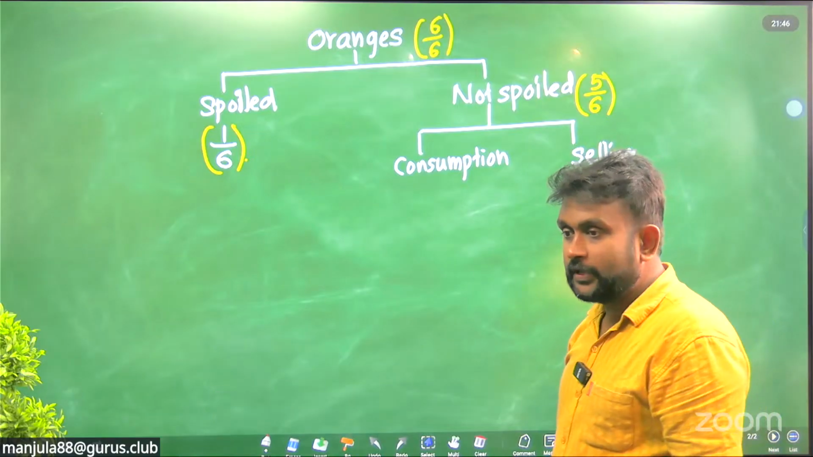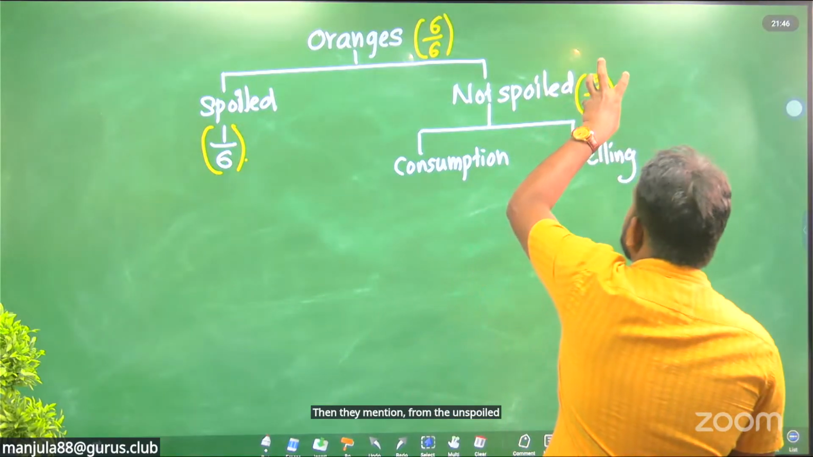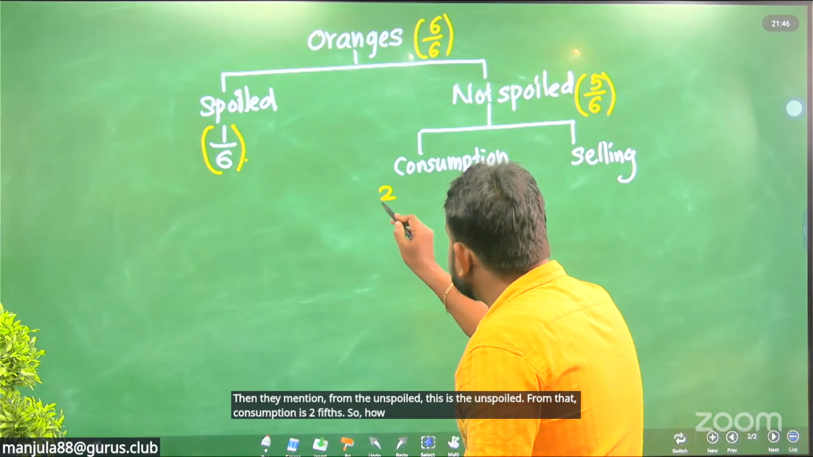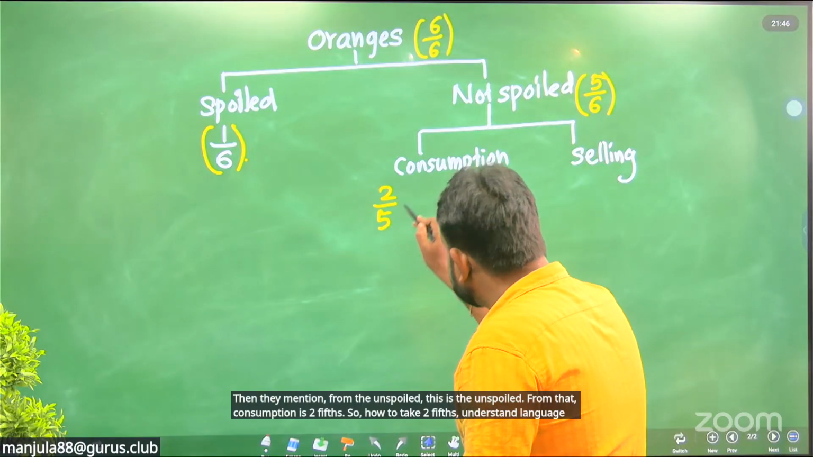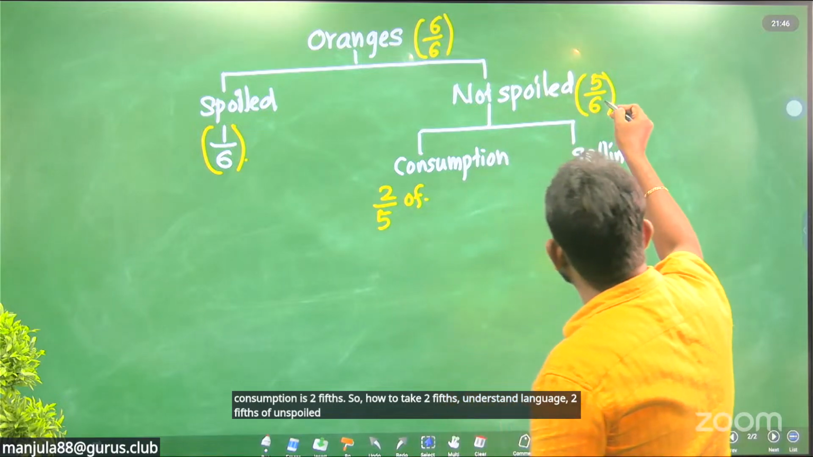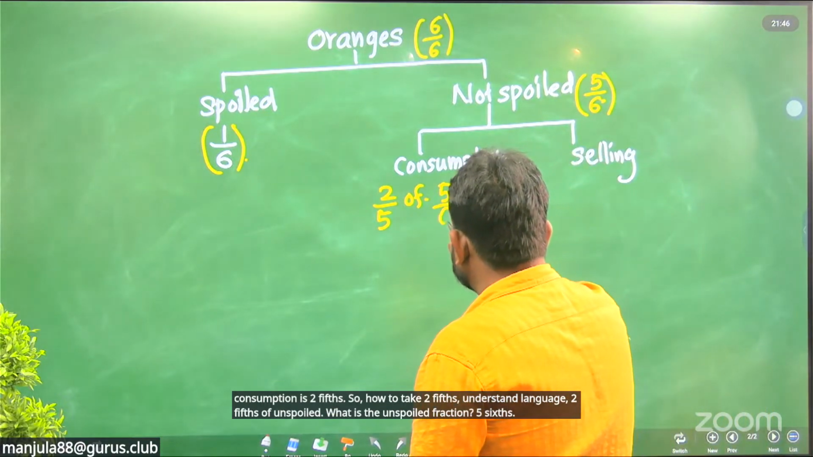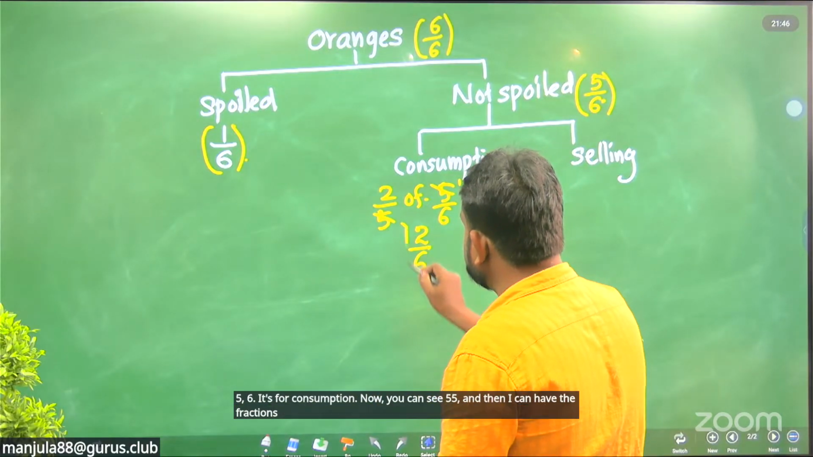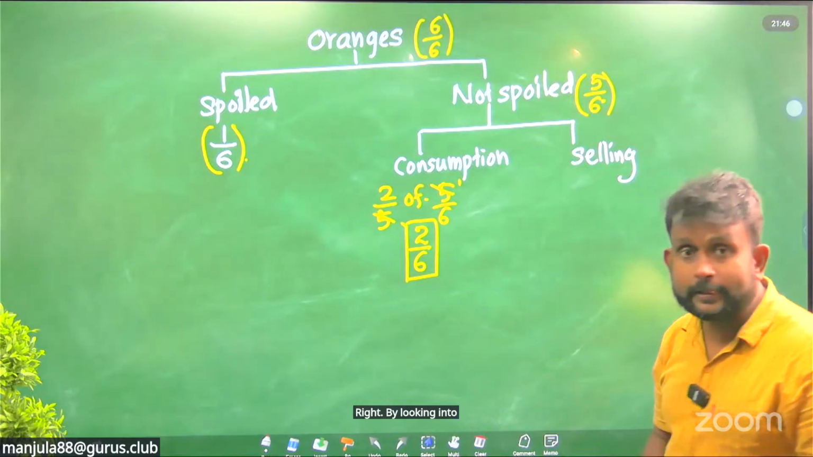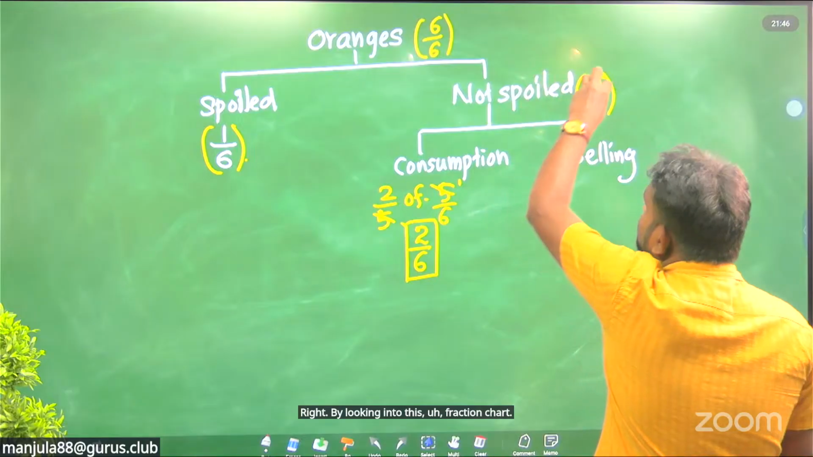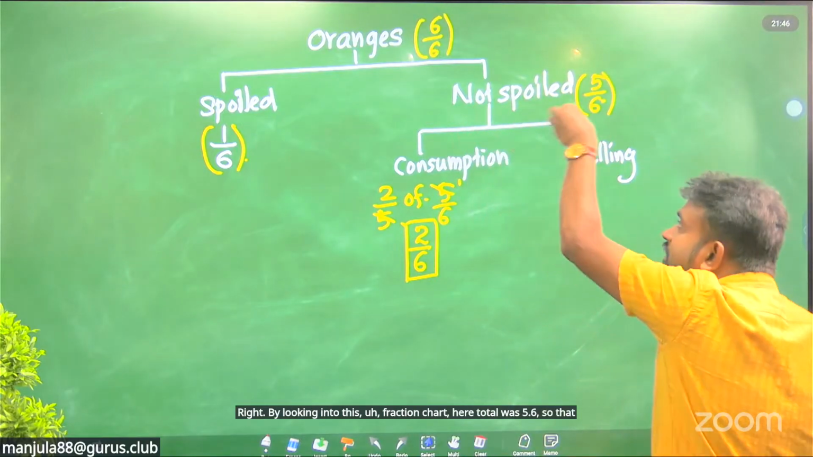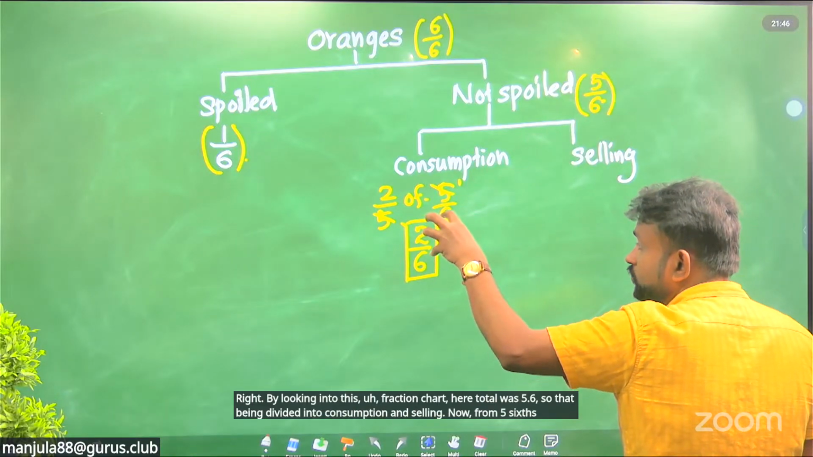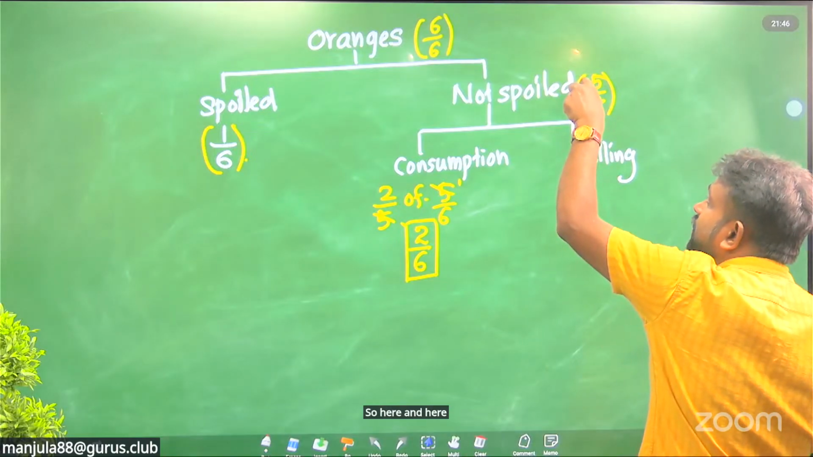Then they mention that from the unspoiled, consumption is 2/5. So how to take 2/5? Understand the language: 2/5 of unspoiled. What is the unspoiled fraction? 5/6. 5/6 is for consumption. Now you can see 5/5, and then I can have the fraction 2 upon 6. By looking at this fraction chart, the total was 5 upon 6, divided into consumption and selling. Now from 5/6, here 2/6 is there. So here should be the answer to the unspoiled 5/6.